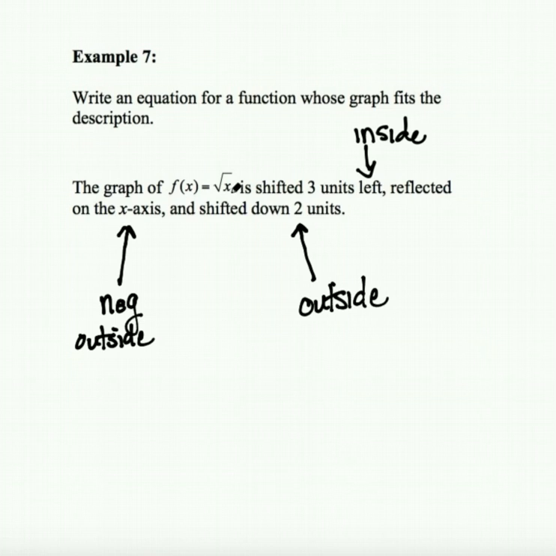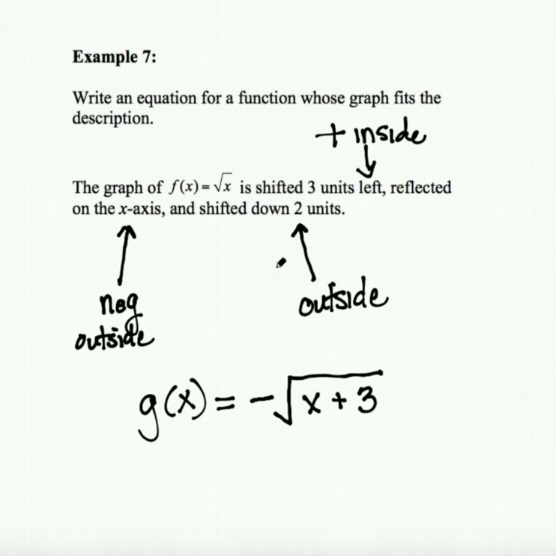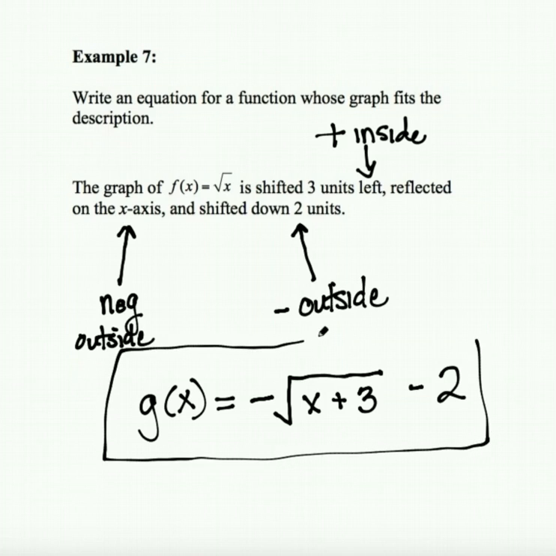So my new function, instead of calling it f of x, I'm just going to call it g of x. When I piece it together, it is going to be negative square root, and we're doing 3 units to the left, and we know if we're doing it to the left, that's going to be a plus on the inside. So it's going to become x plus 3. And then down 2 units means a minus on the outside, so I'm going to have minus 2 hanging out here. And again, always look back at your graph and make sure that you did the right transformations.